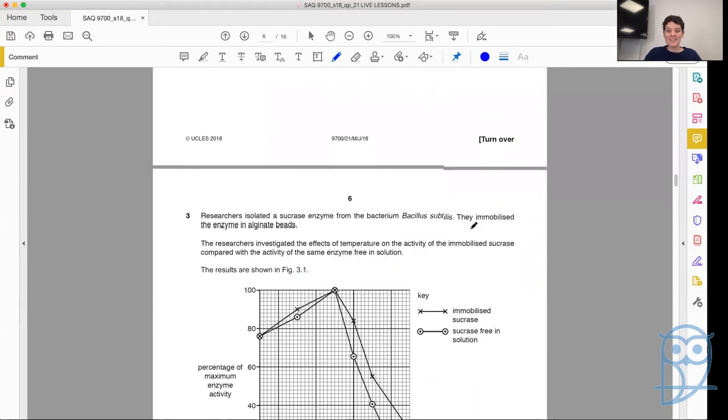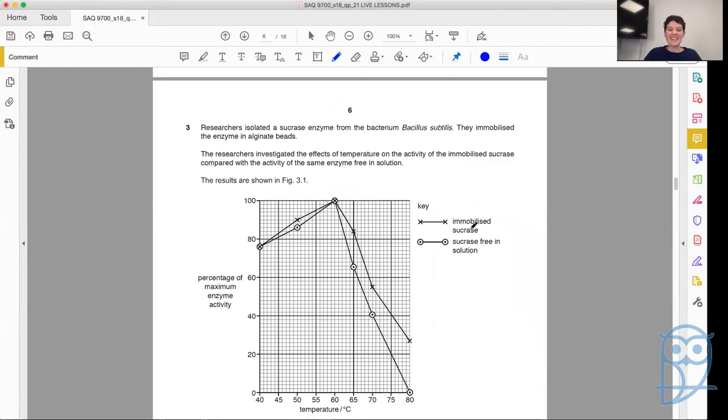Our next question, a graph. So researchers isolated a sucrase enzyme from the bacterium Bacillus subtilis. They immobilized the enzyme in alginate beads. The researchers investigated the effects of temperature on the activity of the immobilized sucrase compared with the activity of the free enzyme, same enzyme, free in solution. The results are shown in figure 3.1.